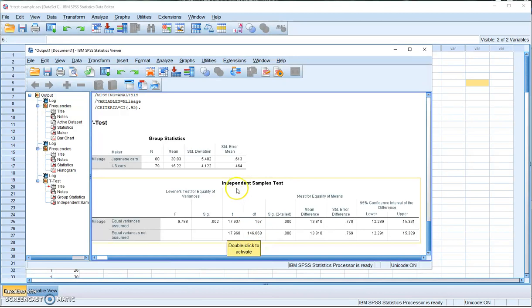If you compare the two means, 30 versus 16, the chance for you to observe such a difference when the null hypothesis were true is lower than 0.001. The null hypothesis we're testing here is that there's no difference between the average mileage of the Japanese cars and the US cars. So mu1 equals mu2 is our null hypothesis.